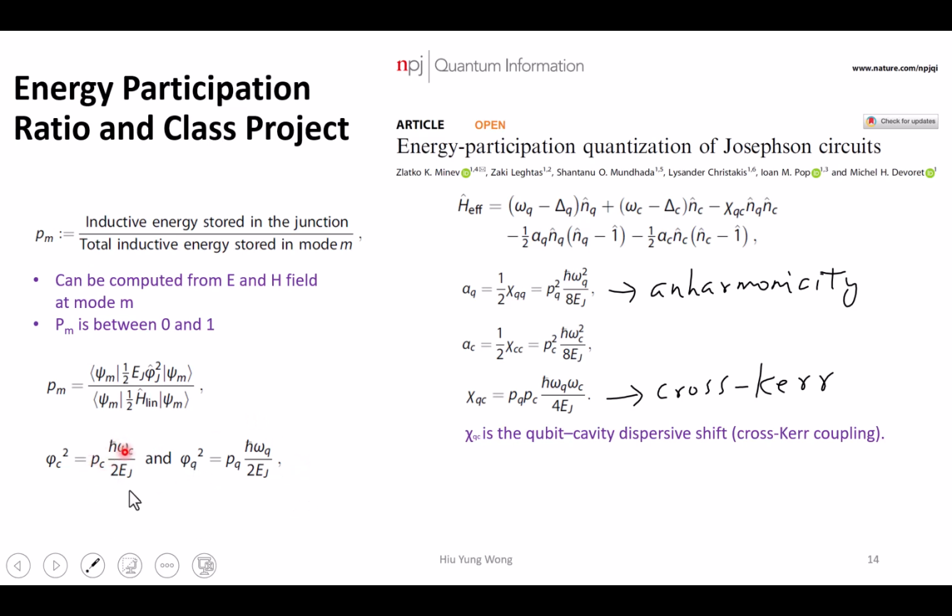And the energy participation ratio can be computed from the electric field and magnetic field, if you solve it self-consistently. That's how it is, right? The Qiskit Metal developed by Dr. Minev calls HFSS, sets it up, does all the computation to find the Q, to find the eigenmode, and then to find the energy distribution. Then its code computes the energy participation ratio. From there, it can compute the Cross-Kerr, anharmonicity, etc. Okay?